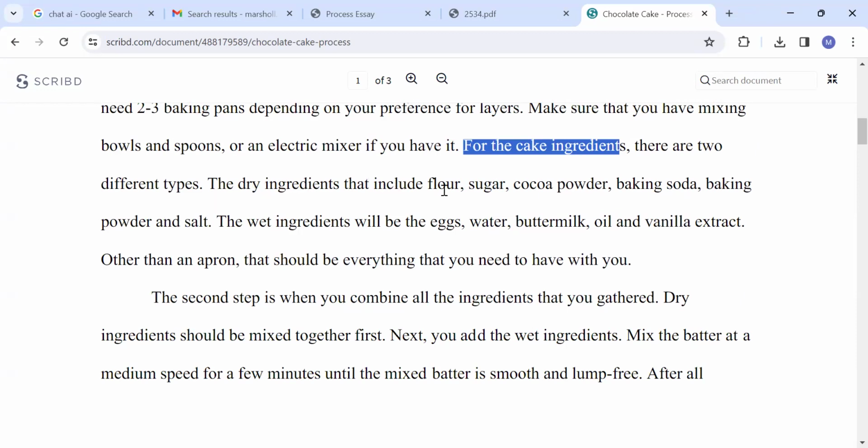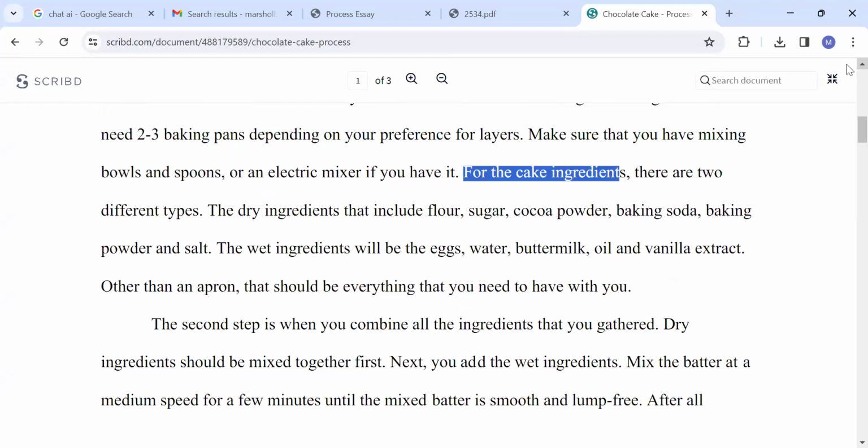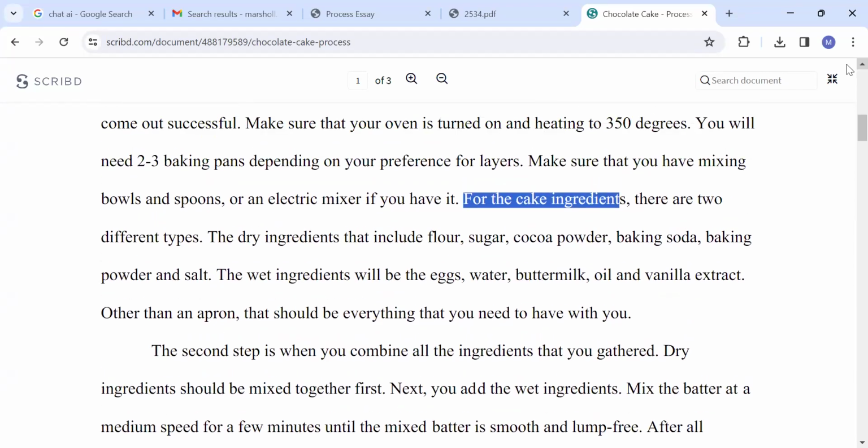The dry ingredients include the flour, the sugar, the cocoa powder, baking soda, baking powder, and salt. And the wet ingredients would be the eggs, water, buttermilk, oil, and vanilla extract. Other than an apron, that should be everything that you need to have with you. Okay? That's the first paragraph of your body, and you would notice it follows the same structure: topic sentence, things that you need listed, but also explained.